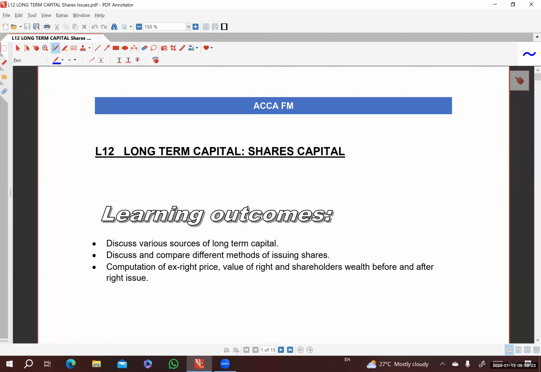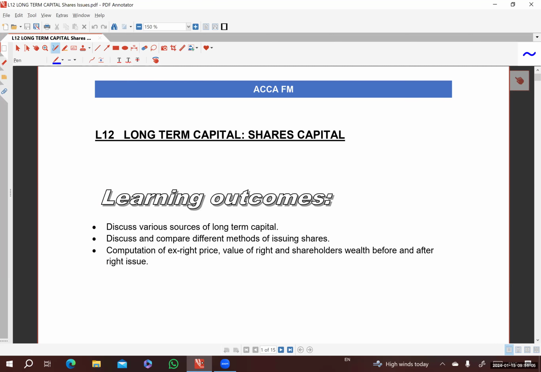Now, we have today completed two topics, investment appraisal and working capital, or short-term capital. So now we move to chapter number 3, which is about long-term capital. For companies, we have share capital and debt capital, so we split into two parts. Lecture 12 and 13, we look at share capital, and lecture 14, we look at debt capital.